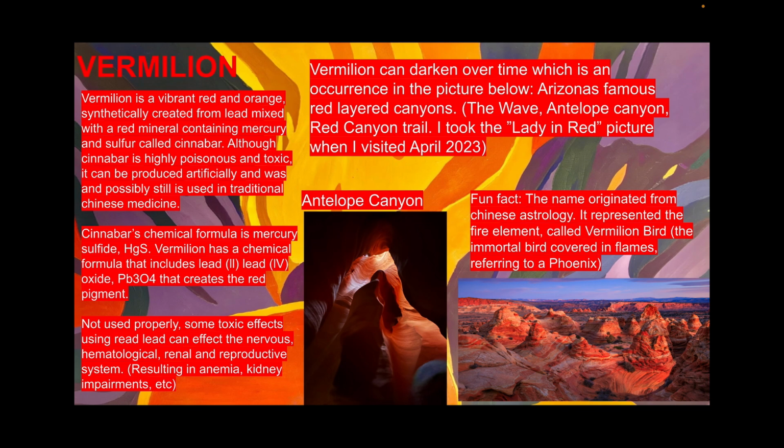Vermilion has a chemical formula that includes lead(II,IV) oxide, which is Pb3O4, that creates the red pigment. If not used properly, some toxic effects of using red lead can affect the nervous, hematological, renal, and reproductive system, resulting in anemia, kidney impairments, etc. Vermilion can darken over time, which is an occurrence in the picture below.